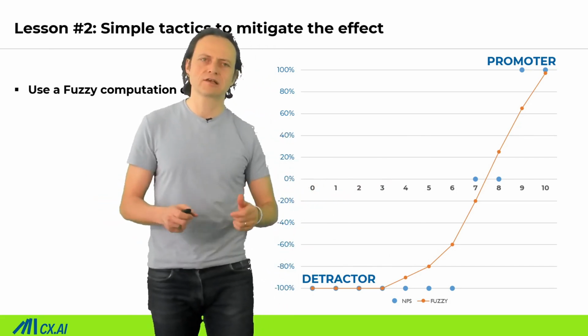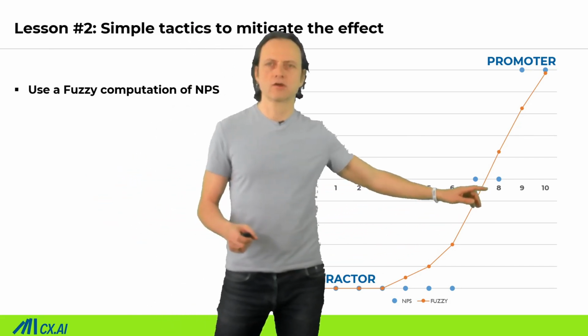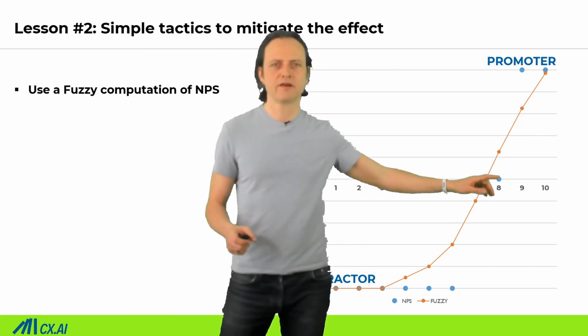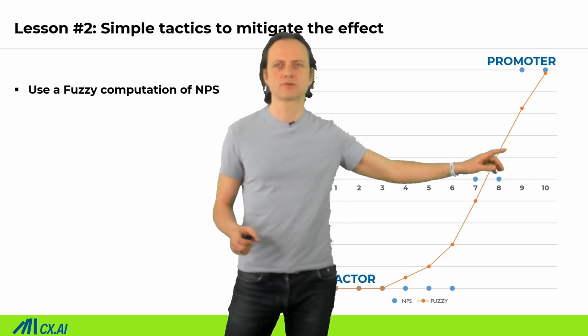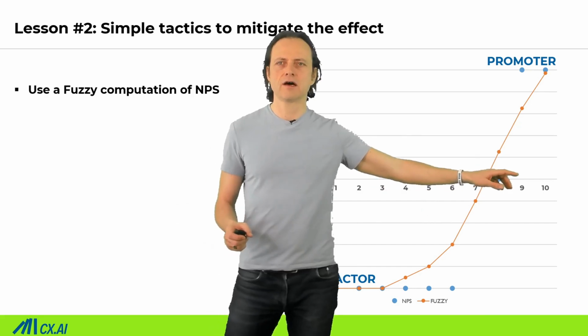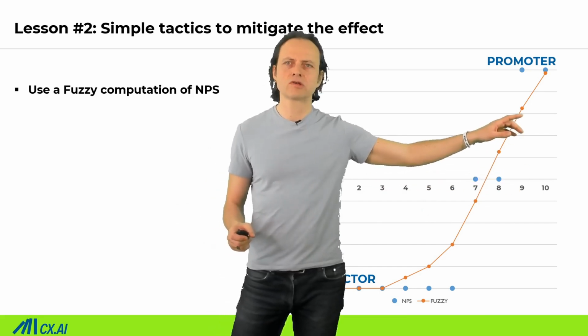But now you could say, you know what? I do a fuzzy logic. I say, you know what? An 8 is not the same as 7. An 8 is a little bit positive, a positive neutral. A 7 is a negative neutral. And a 9 is positive, but not 100%, maybe 70 or so.